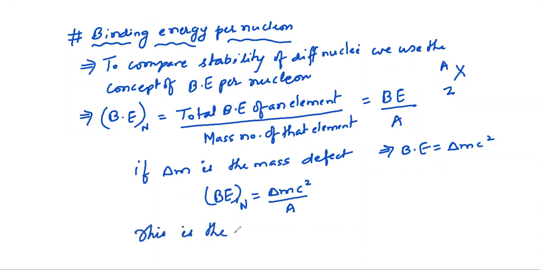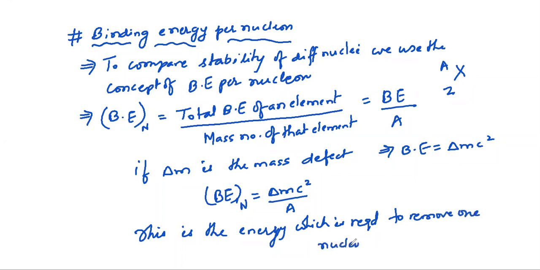So this is the energy which is required to remove one nucleon from the nucleus. So this is what binding energy per nucleon is.